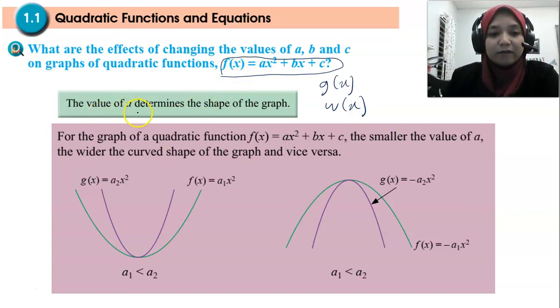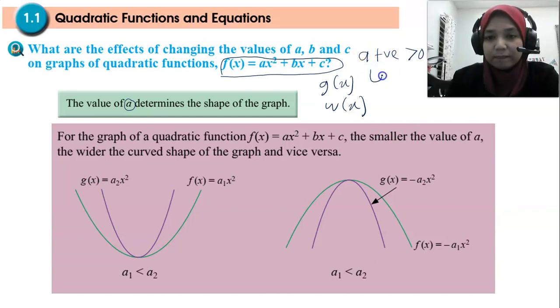So the value of a determines the shape of the graph. We have learned that if a is positive or greater than 0, your graph will be a smile graph. If a is less than 0 or negative, your graph will be a sad graph. This we have learned in the previous video.